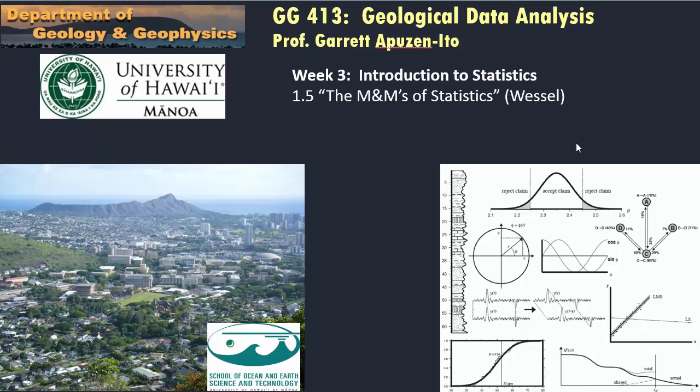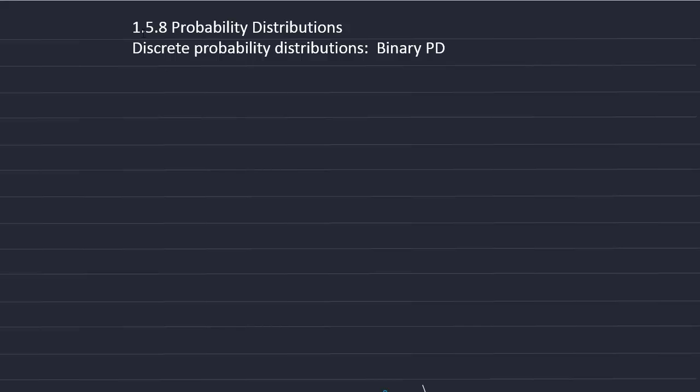This is video 5 in the series of videos related to Introduction to Statistics. The topic of this video deals with section 1.5.8, and it's on probability distributions. First, I'd like to talk about discrete probability distributions.